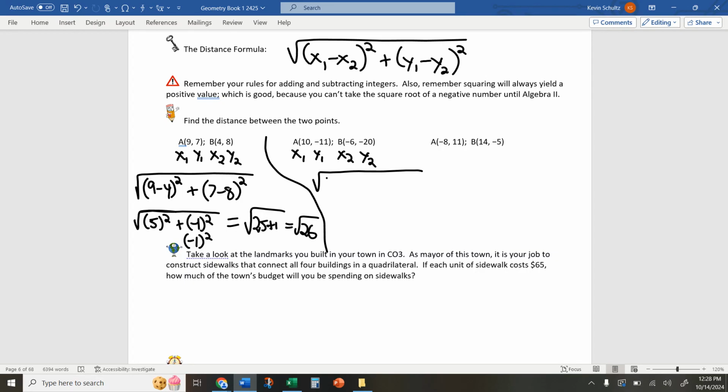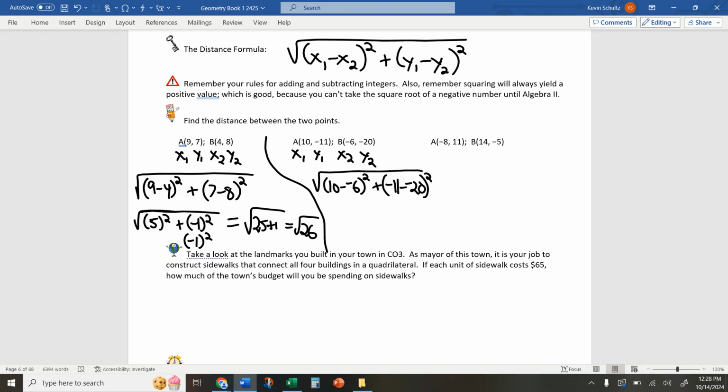Square root of x1 minus x2, or 10 minus negative 6. Don't forget about those rules for subtraction, subtracting a negative. We saw this with slope as well, okay? They both need to be in there. The negative sign that's part of the formula, and the negative sign that's part of the coordinate. Plus y1 minus y2, negative 11 minus negative 20, and that gets squared as well. Okay?